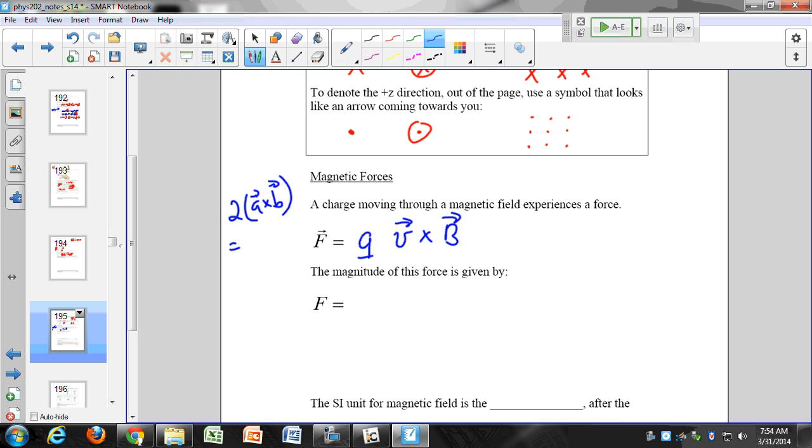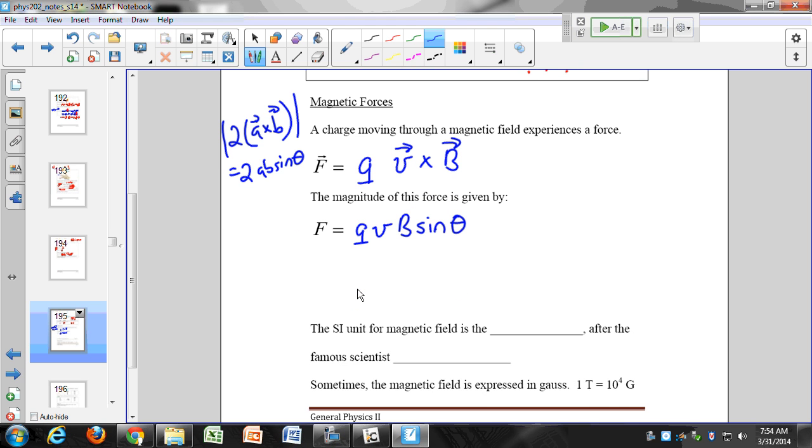then the magnitude of this, we'll just multiply that as a scalar quantity. So it's just going to be 2AB sine theta. All right, so if I have a constant, I just multiply it through. The magnitude of this force is given by QvB sine theta, where I take the magnitude of the velocity, the magnitude of the magnetic field, and the angle between them, where the velocity vector is here, magnetic field vector here, for example, and this angle theta is just the angle that's measured between those two.